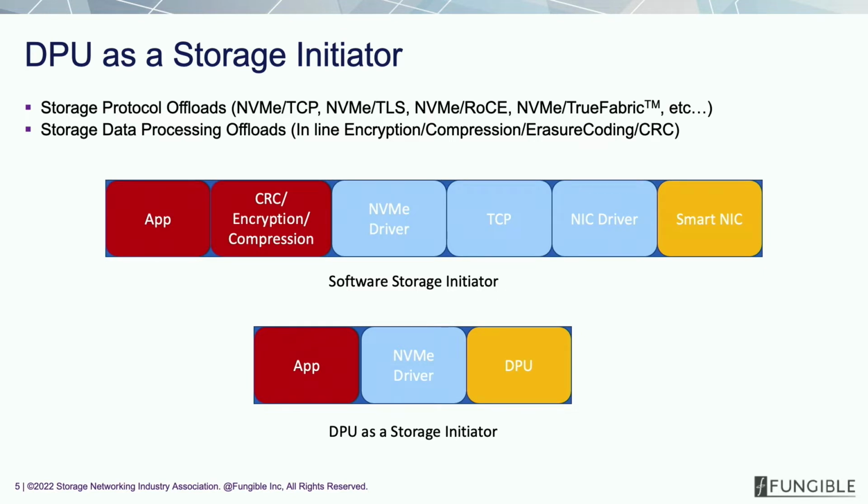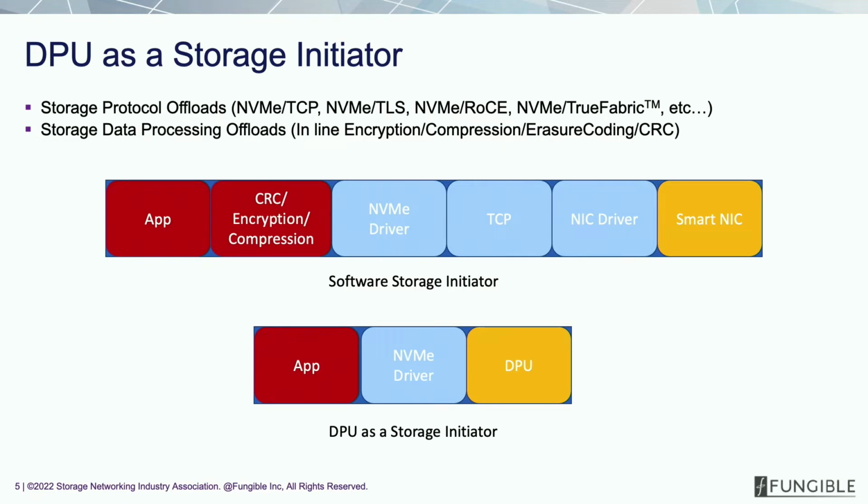So this is significantly saving the host CPU cycles, as well as a lot of data processing tasks, like for example, the CRC, which is required for data integrity, as well as encryption, compression, erasure coding. All these, we have accelerators in the DPU. So we can take advantage of those, and we can offload all these tasks from the CPU to the DPU.